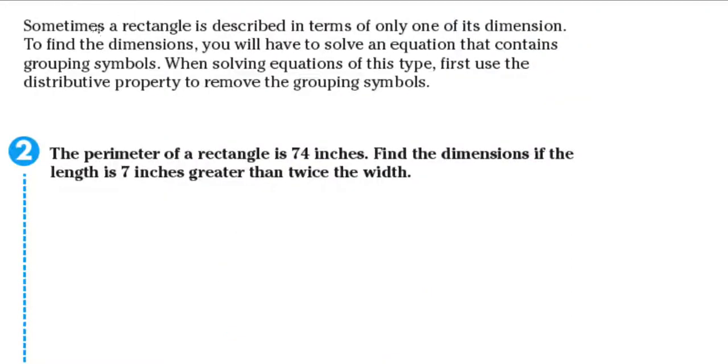Example number 2: sometimes a rectangle is described in terms of only one of its dimensions. Remember the dimensions of a rectangle are length and width. To find the dimensions, you will have to solve an equation that contains grouping symbols. When solving equations of this type, first use the distributive property to remove the grouping symbols. So how do we do that? Let's take a look at this example.